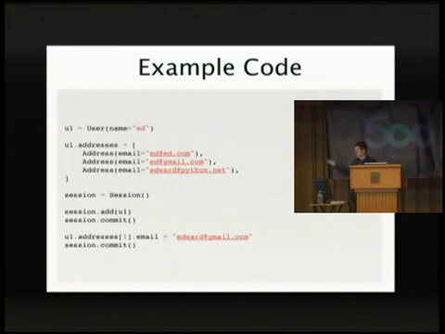The user is then expired. We'll then access the addresses collection on the user again, which will hit the database and start a new transaction. We're going to look at the first address in that collection, change the email to something, and then we're going to commit the transaction again.